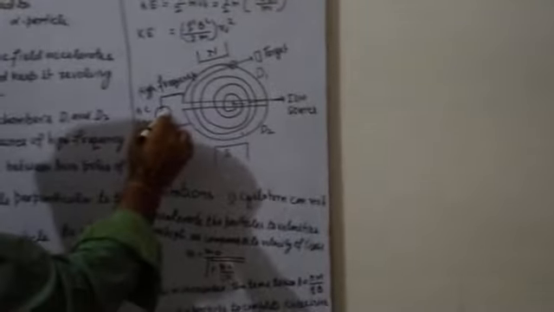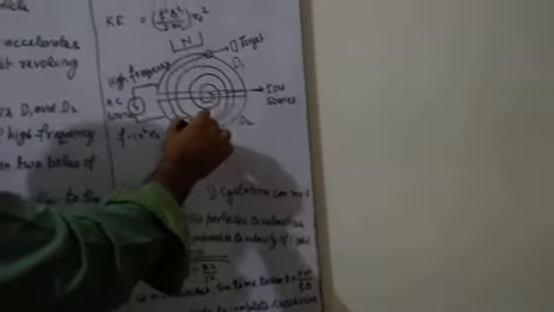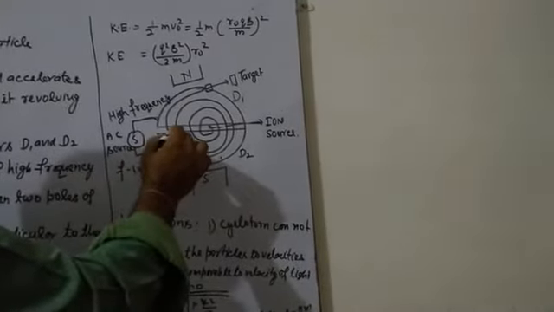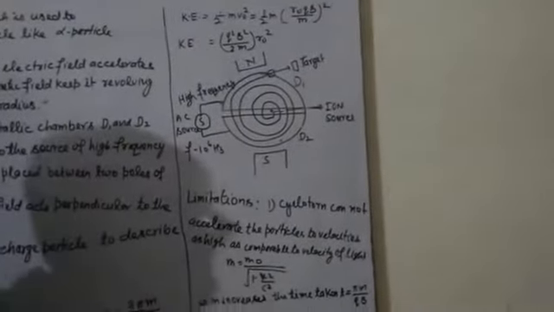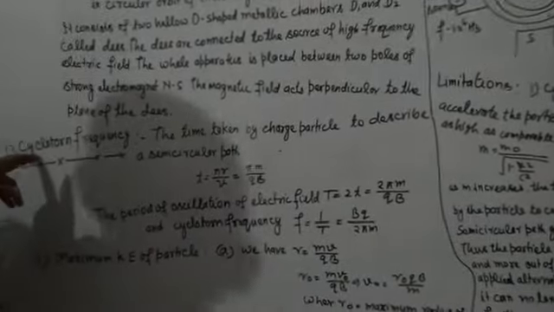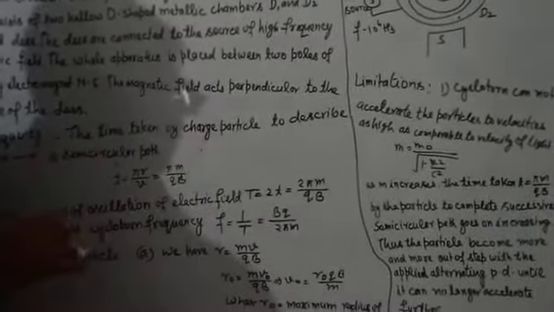Thus, after the next alternation of the oscillator, when D2 again becomes negative with respect to D1, the ion enters D2 with a greater radius and greater velocity, and again enters the gap. Thus the ion gets accelerated and finally it is ejected out to the target, to the window, for example in the case of nucleus disintegration.